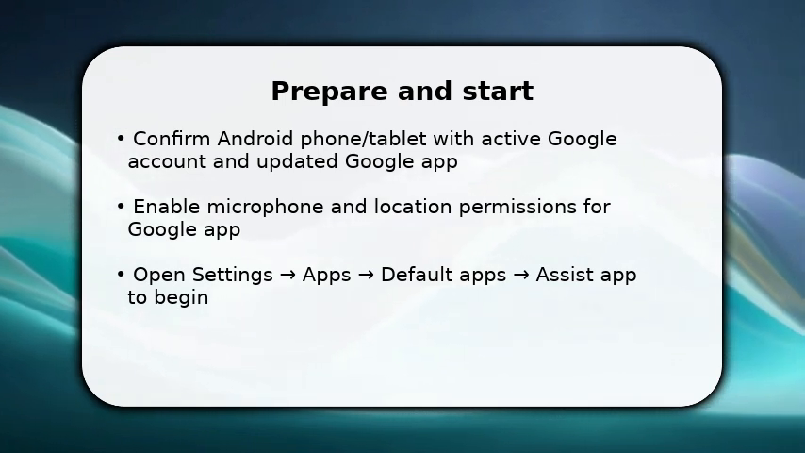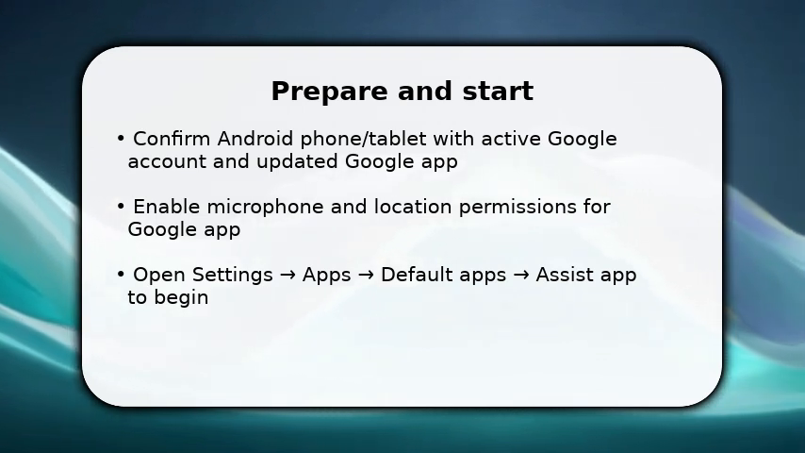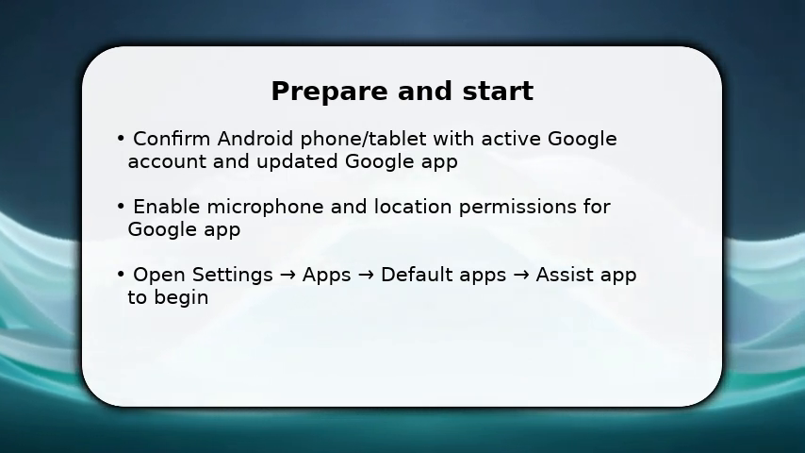Now go to Settings, tap Apps, then Default Apps, and select Assist app. That menu is the control point. Choose Google as the Assist app to start making it your default assistant.